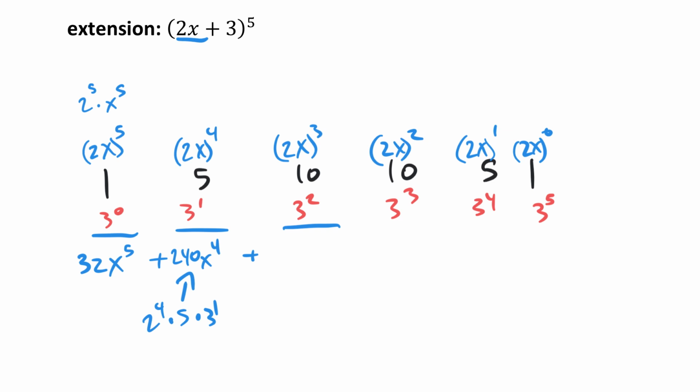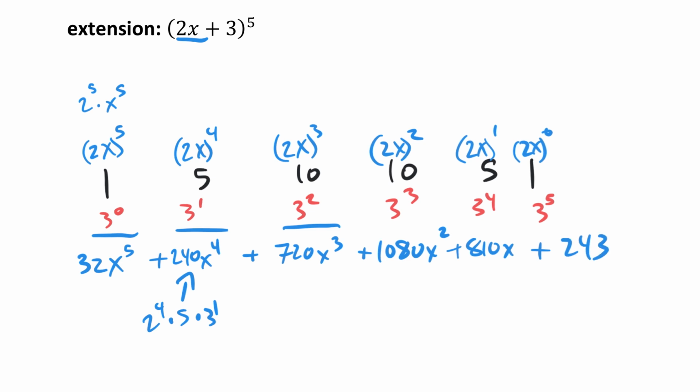All right, let's keep going. Here we'd have 2 to the 3 times 10 times 3 to the 2, 720x to the 3. Now we have 2 to the 2 times 10 times 3 to the 3. It's going to be 1080x to the 2. 2 to the 1 times 5 times 3 to the 4. That's 810. And then finally, 2 to the 0 will just be 1. So it's 1 times 1 times 3 to the 5, which is 243.